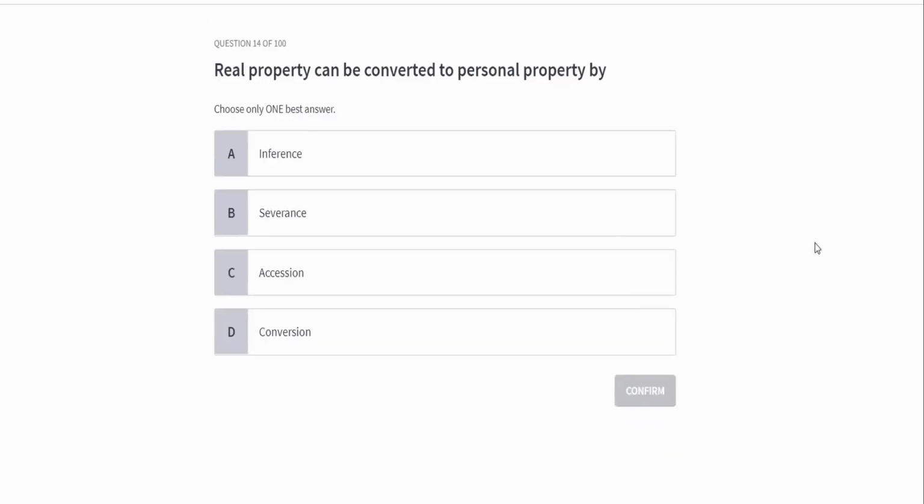Alrighty, next one. All right, 14. Real property can be converted to personal property by, and it gives us 4 options: inference, severance, accession, or deconversion. So let me repeat that one more time, this time with the letters. A, inference. B, severance. C, accession, or D, conversion. So come up with your answer on that one, and we'll reconvene in a couple moments.